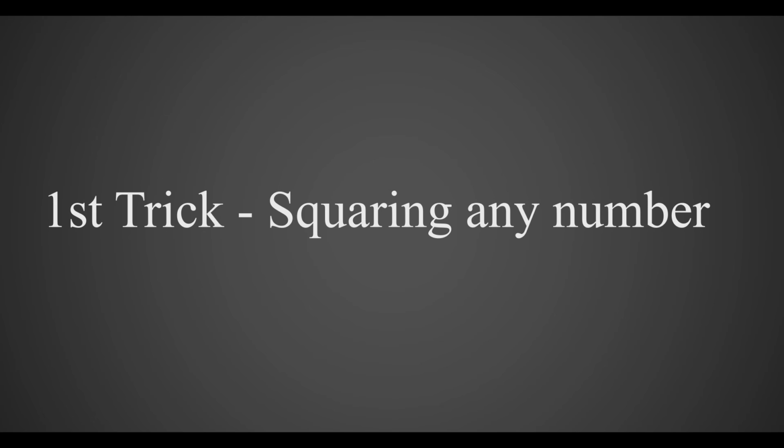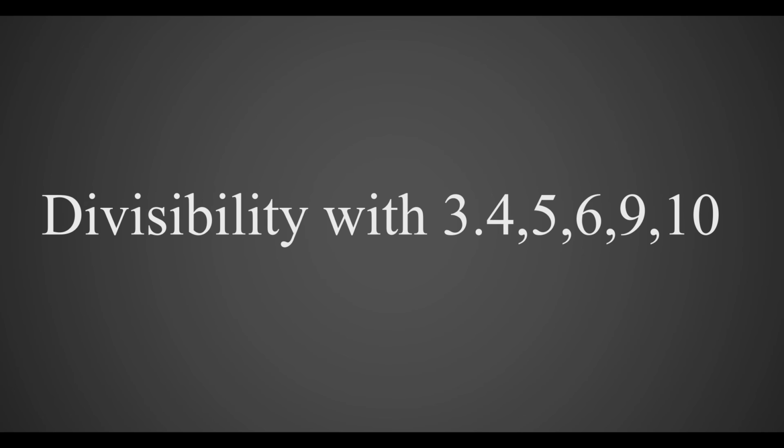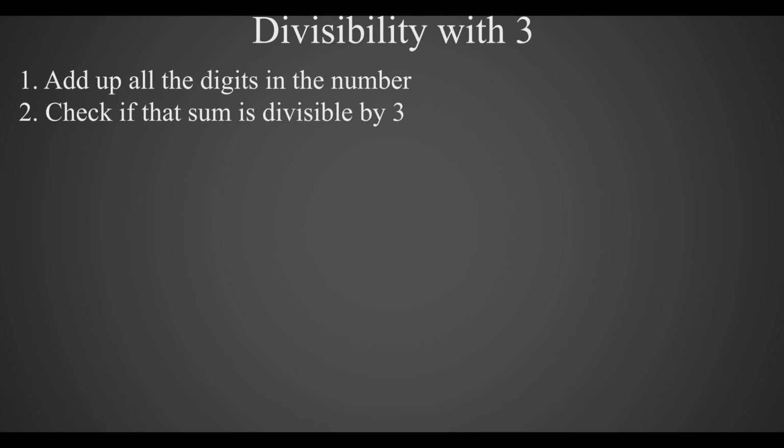So this final trick will be very useful when you want to find out divisibility of numbers. So we will be learning how to check the divisibility of numbers between 3, 4, 5, 6, 9, and 10. So let's get started with divisibility of 3 tests. So what you need to do to check if a number is divisible by 3 is to add up all of the digits and then check if that number is divisible by 3.